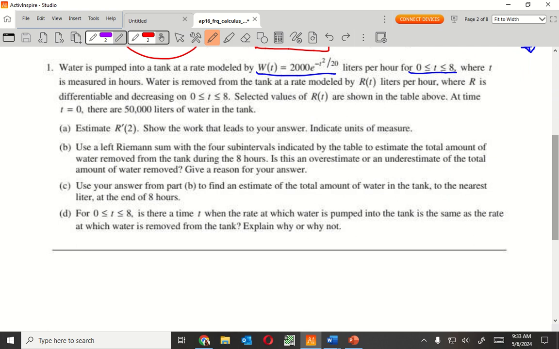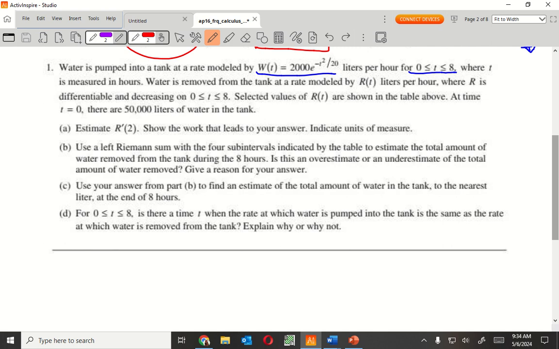Overestimate the total amount of water removed. Give a reason for the answer. So our reason is in our graph, right? We showed that, so the graph shows, so if you want to, you could even say the graph shows that this is an overestimate. Use your answer for part B. Find the estimate of the total amount of water in the tank to the nearest liter at the end of 8 hours. So we're going to use that answer from B.